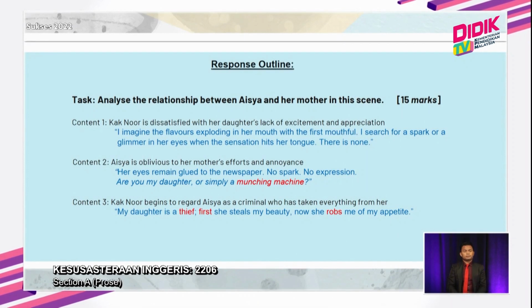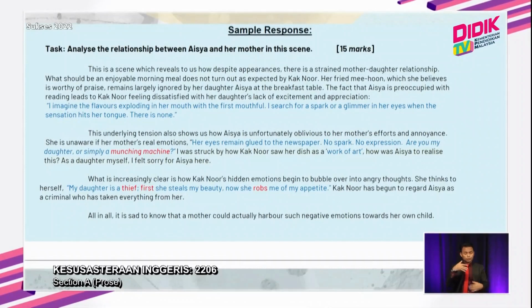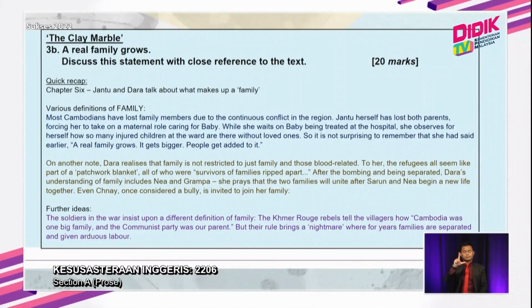If you have decided on the novel, all right, the novel, The Clay Marble, for example, and you get a question there, a real family grows. What are you going to do? From the beginning up till the end of the novel, the idea of family is one of the major themes found in the text. So looking at the statement, a real family, you know that this comes from a conversation that Jantu and Dara had. They talk about what it means to be a family and how what they have right now is not real. So you have Dara questioning Jantu.